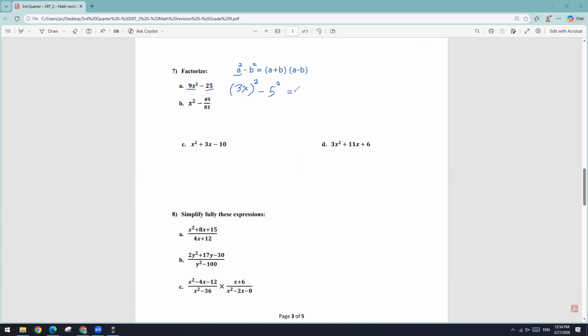So now we made it like a squared minus b squared. Now let's factorize. It's a plus b, 3x plus 5. And then what? a minus b. So it's 3x minus 5. Only we change the sign in the middle.